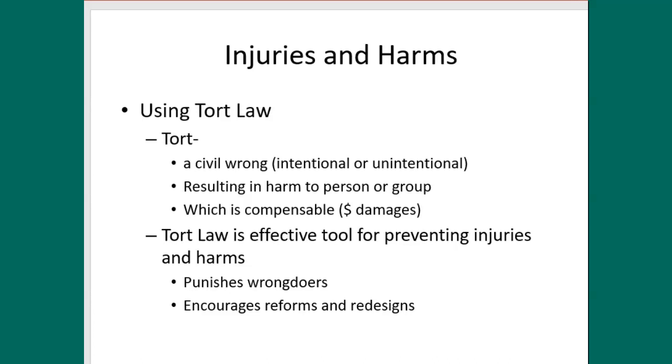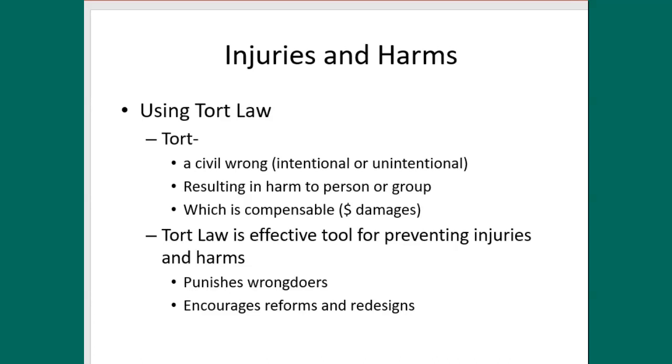By person, we don't always mean a human being. A person in the law can be a corporation or a partnership. A corporation is considered to be an artificial person. So a civil wrong resulting in a harm to a person or a group, which is compensable, meaning that there are damages. There's been some economic loss of some kind or some physical loss, which can be translated into dollars.